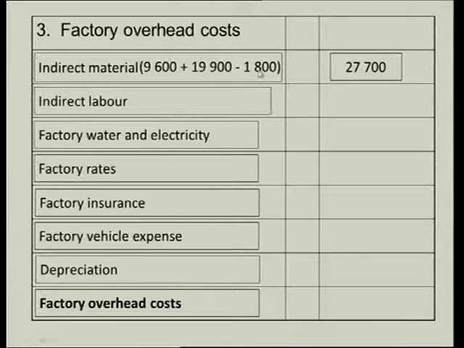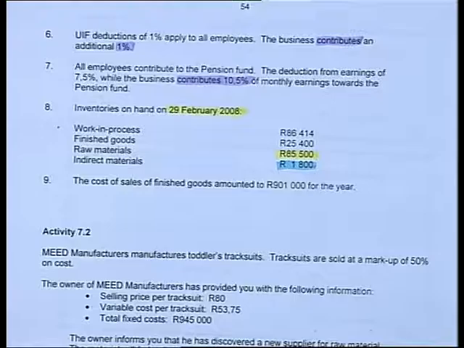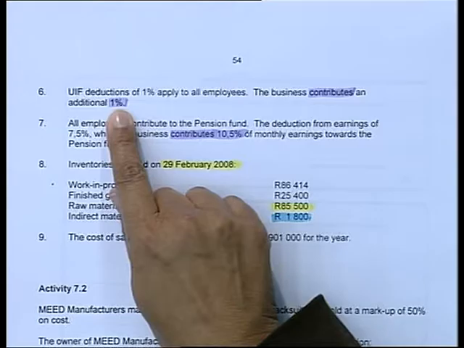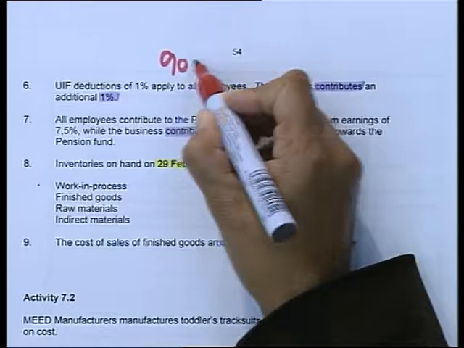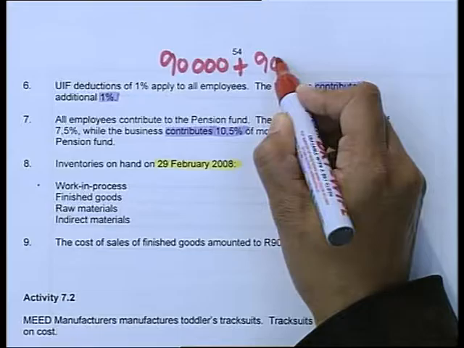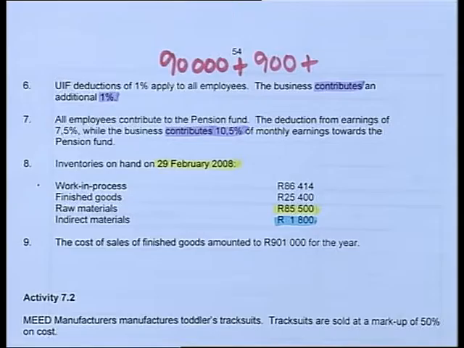Indirect labor. Remember, learners, that they said the indirect labor was the factory foreman. He earned 90,000. But remember, he's also going to have 1% of the contribution. Okay, so it's 90,000 plus 1% of 90,000, which is 900. Plus 10.5% of 90,000, so you mustn't forget, is 9,450.